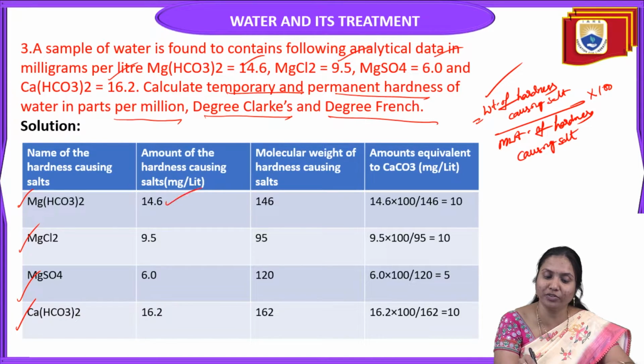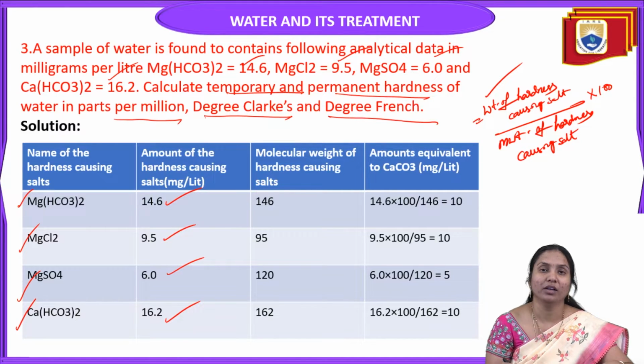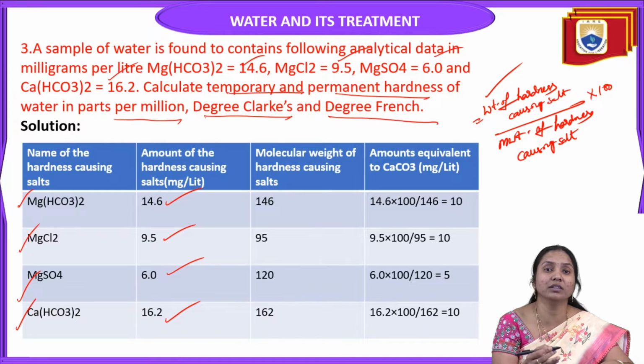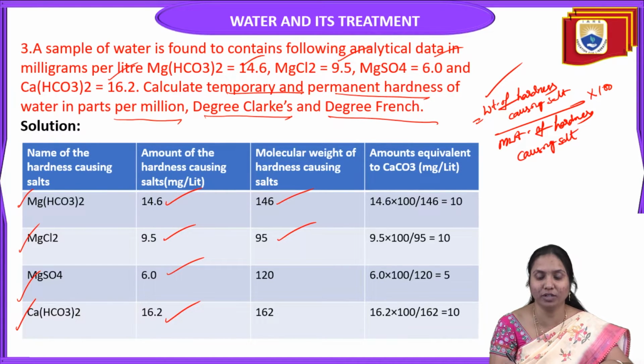Magnesium bicarbonate weight is 14.6, magnesium chloride 9.5, magnesium sulfate is 6, calcium bicarbonate is 16.2. So what are the molecular weights of the hardness causing salts present in that water? Magnesium bicarbonate is 146, magnesium chloride is 95, magnesium sulfate is 120, and calcium bicarbonate is 162. So these are the molecular weights of the given hardness causing salts. Now you can convert them into equivalent of CaCO3.